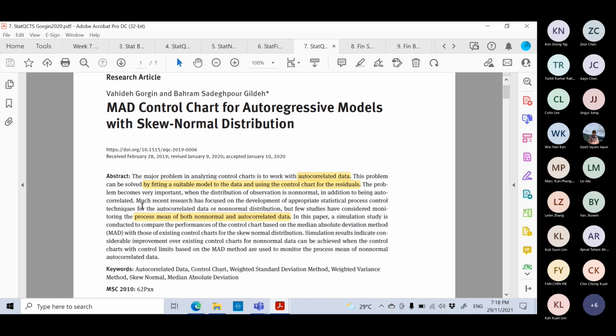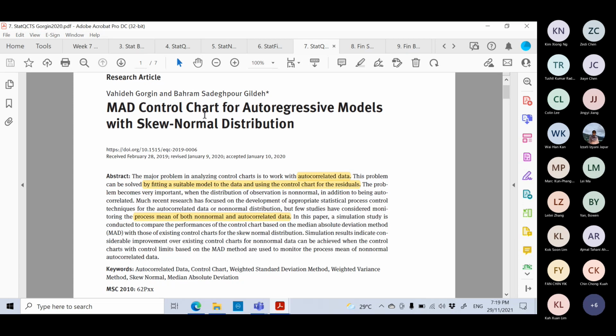So they have mentioned here, much recent research has focused on the development of appropriate statistical process control techniques for autocorrelated data or non-normal distribution. So there are limited studies that concentrate on monitoring the process mean for both non-normal and autocorrelated data. Therefore, this is the objective of the study. They want to study both at the same time, non-normal and autocorrelated data. Then they're using the MAD control charts.